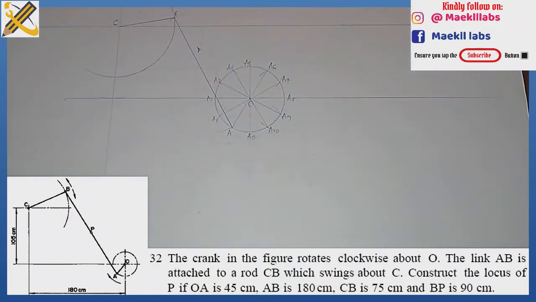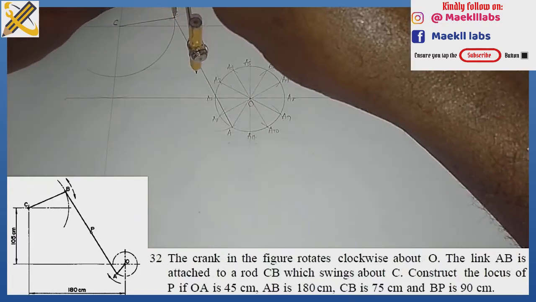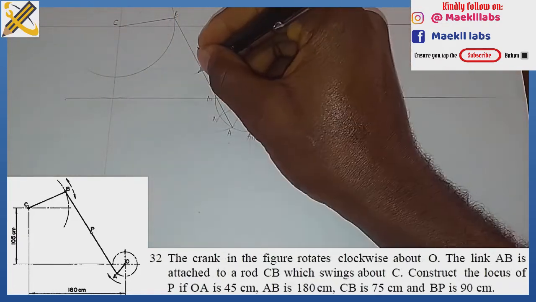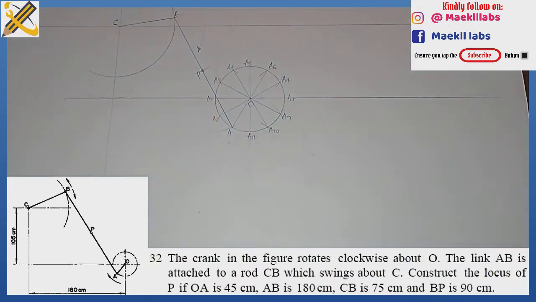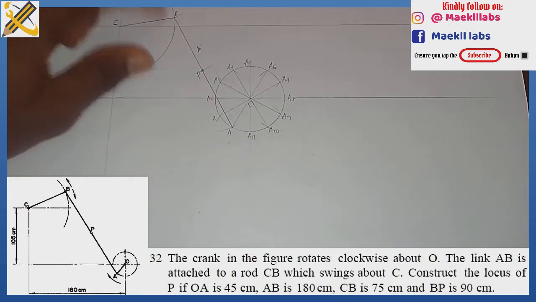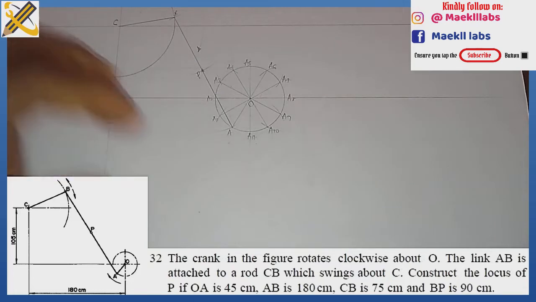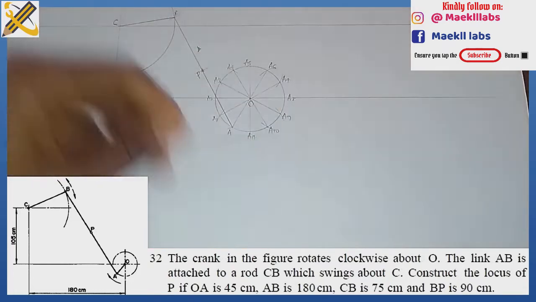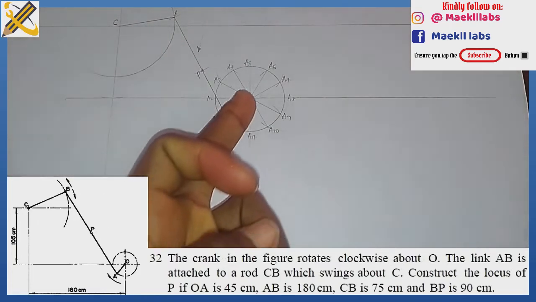All right. We are told that our distance BP is 45. So from point B to P is 45, and that's it right here. So this is my point P. We are plotting the locus for point P when CB is swinging about point C, and OA is rotating clockwise and makes a complete revolution. So how do we get the locus of point P by the time crank OA makes a complete revolution?